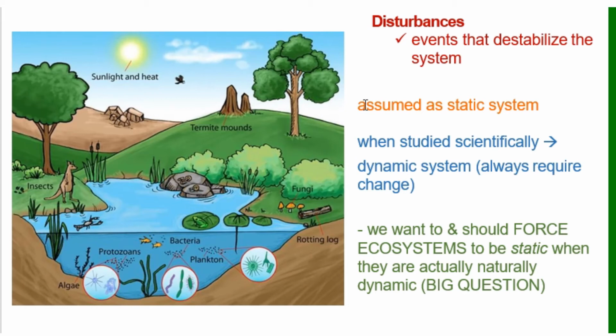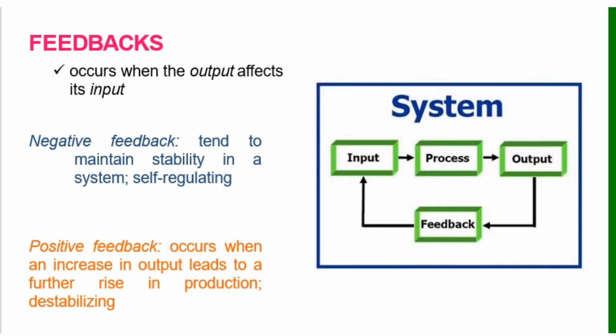And of course, we always assume that our ecosystem is static. But scientifically speaking, our environment is dynamic. It always undergoes changes. We want to force the ecosystem to be static, when in fact it is dynamic. Our environment keeps on changing from time to time because of the disturbances that we encounter. Specifically, we have the environmental conditions, catastrophes, events, etc.